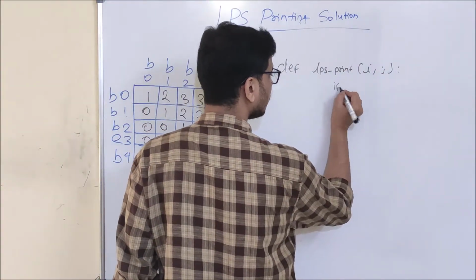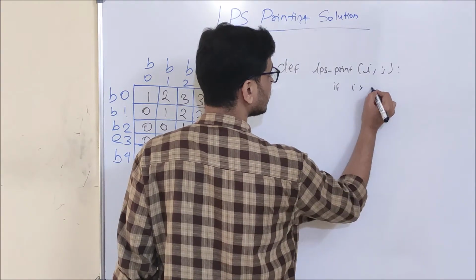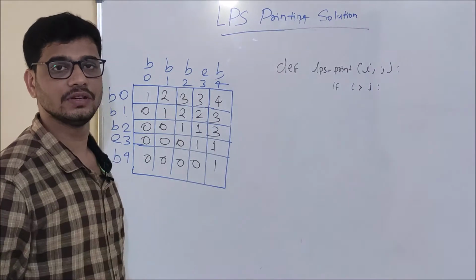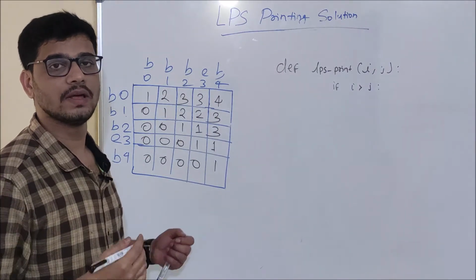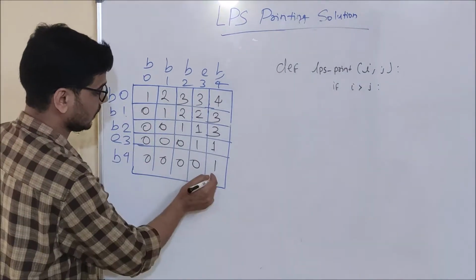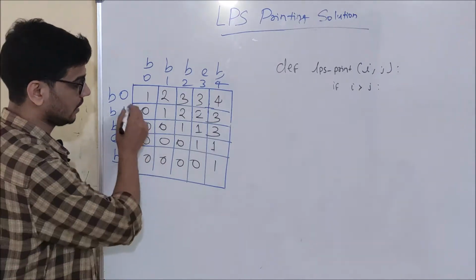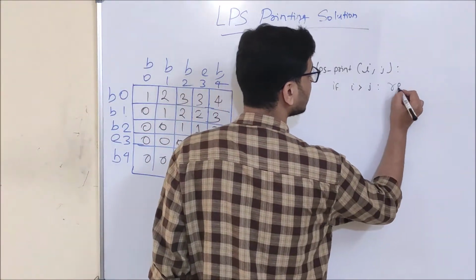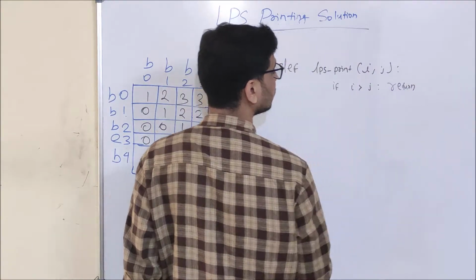So what are we going to do? I will check if I is greater than J. What does it mean? Either I have an empty string and I have reached the point where I have nothing to match, or basically, if it is not an empty string, I have reached the lower triangle. So what will I do? I have nothing to do, so I will return from here.